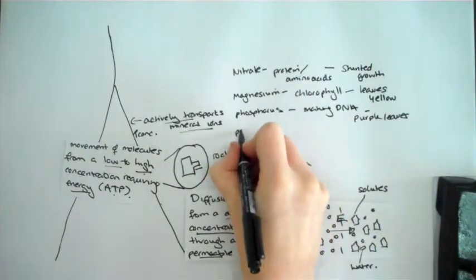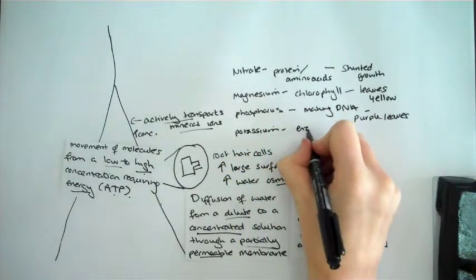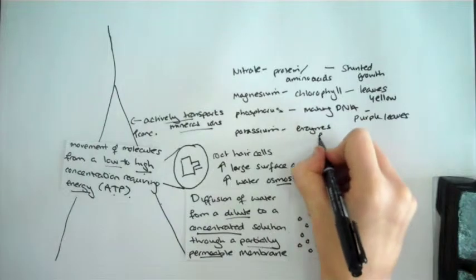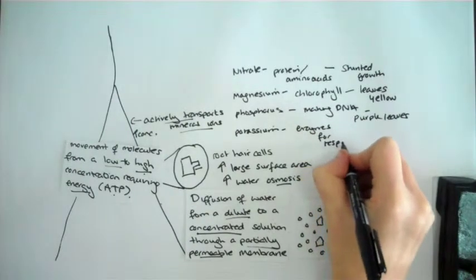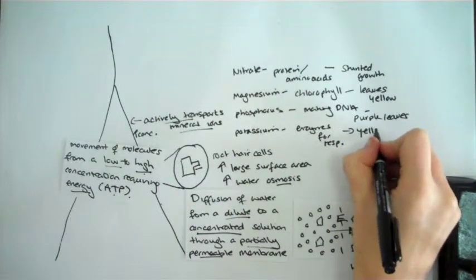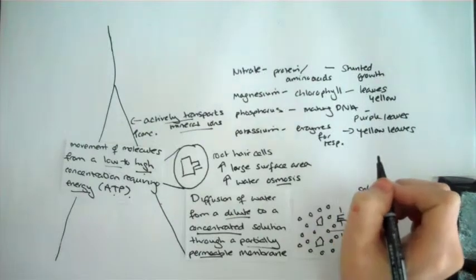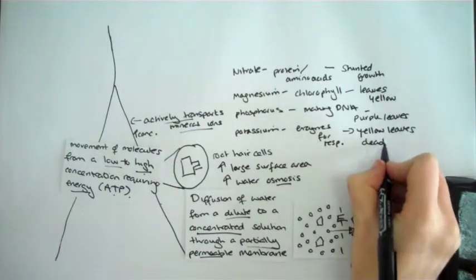And lastly, we have potassium. Potassium is used in enzymes, particularly for respiration. And if we don't have this, again, we will have some yellow leaves. But to distinguish it from our magnesium, it will also have dead spots.